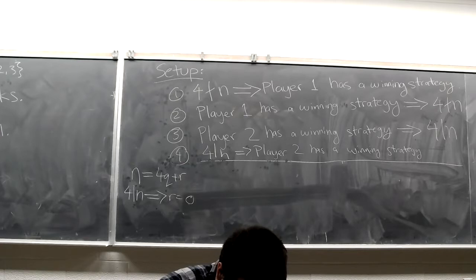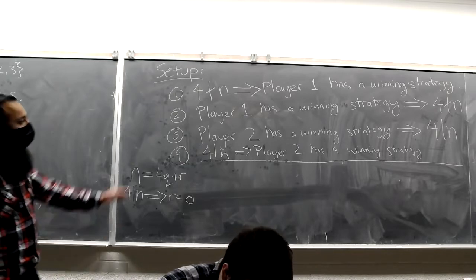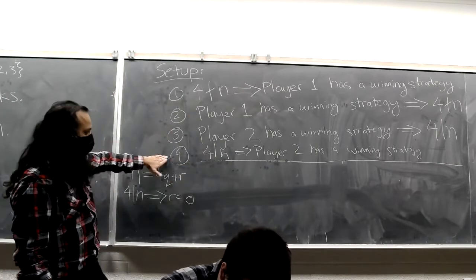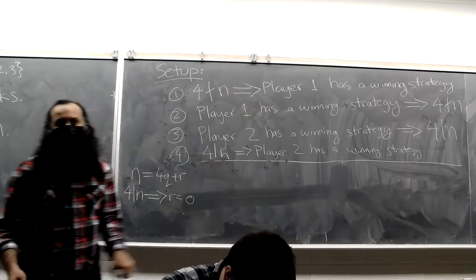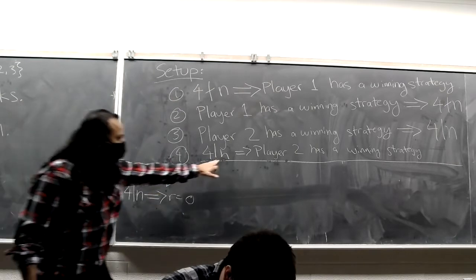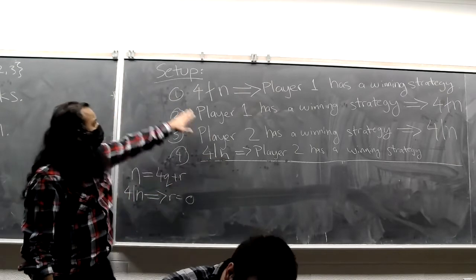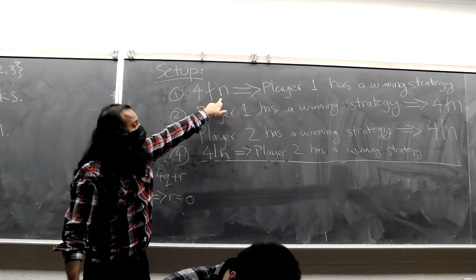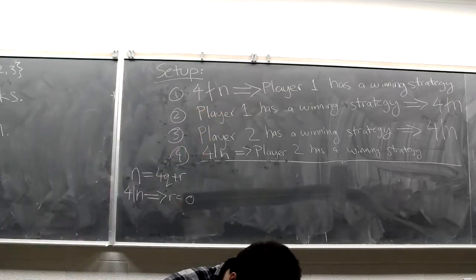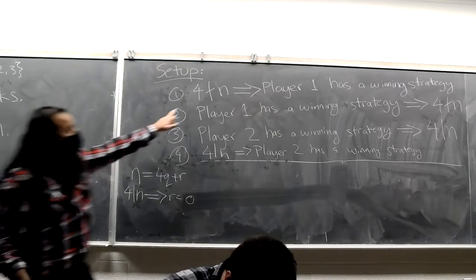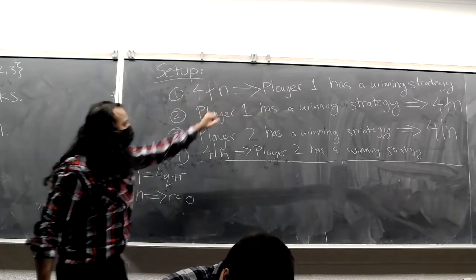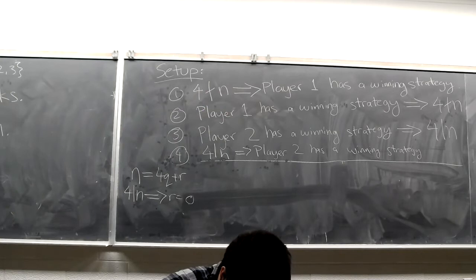Then your other question is, where does induction come into play? Well, induction comes into play because I've assumed all of these things are true up to k, for all integers up to k. Then I want to prove that it's true for n equals k plus 1. If n equals k plus 1 and 4 doesn't divide n, then r must be 1, 2, or 3.